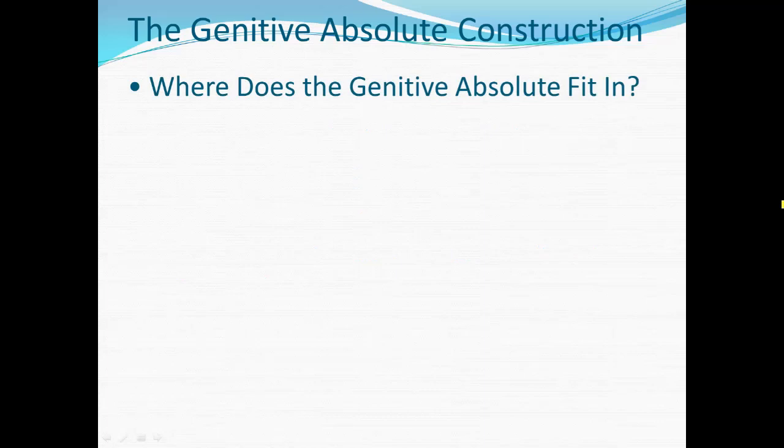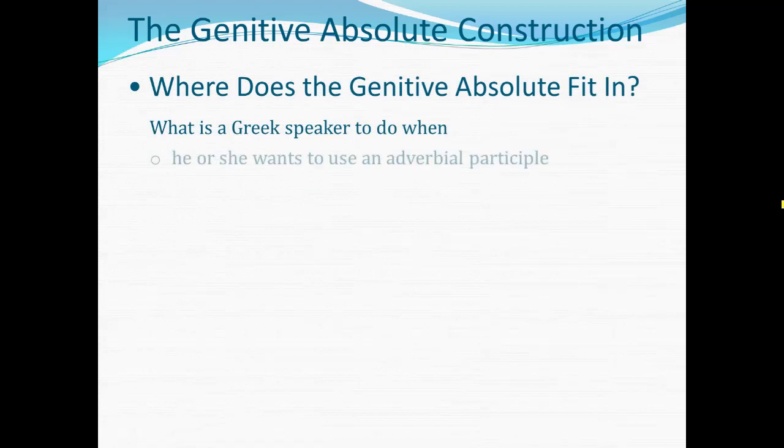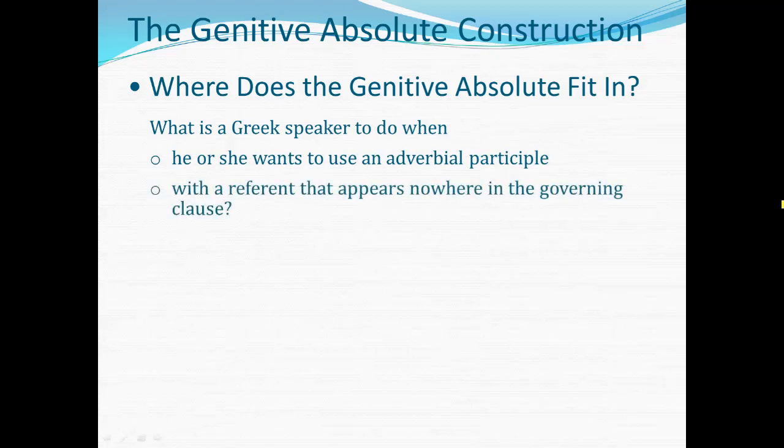Okay, so now let's zoom all the way in on the genitive absolute. How does it fit into this discussion? Well, what is a Greek speaker to do when he or she wants to use an adverbial participle with a referent that appears nowhere in the governing clause? Not only is it not the subject of the governing clause, it's nowhere in the governing clause.